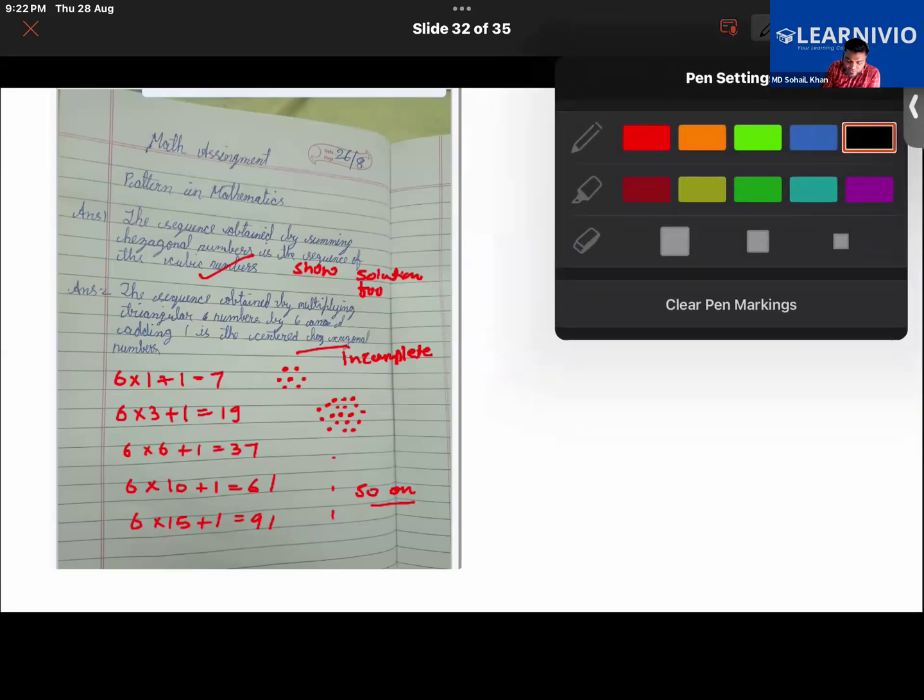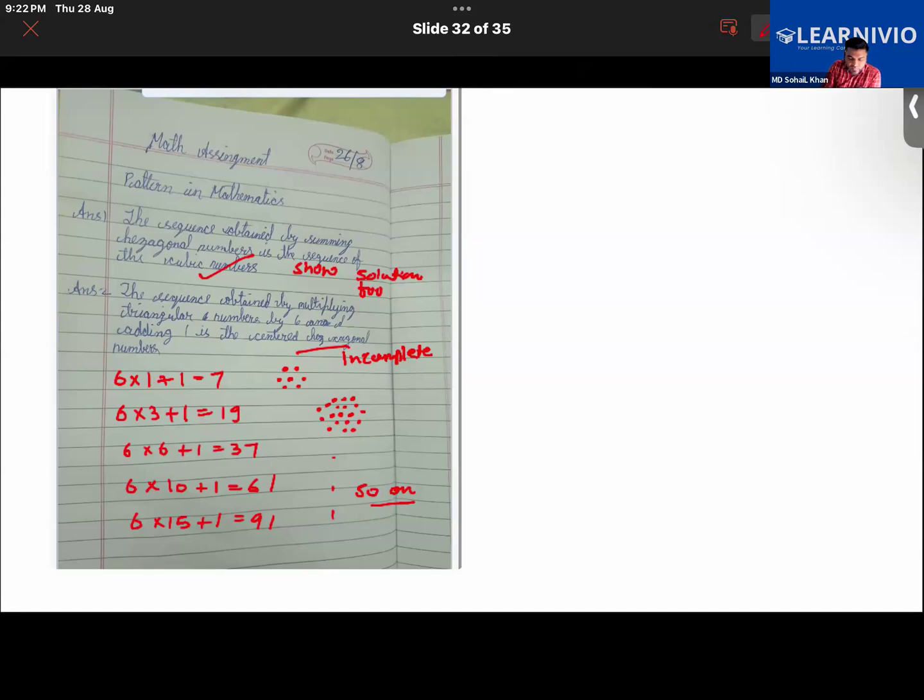But what is the construction for this? Let us understand that. So hexagonal numbers, we are having 1, then 7, 19, 37, 61, and so on. It's listed here as well. Now if you were to add them, let us say 1 plus 7, what are we getting? 8. Then 1 plus 7 plus 19, what are we getting here? 27.